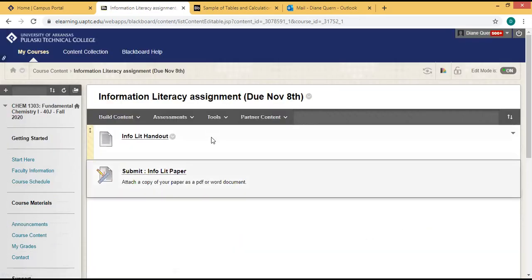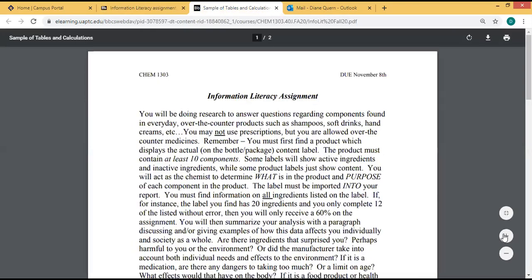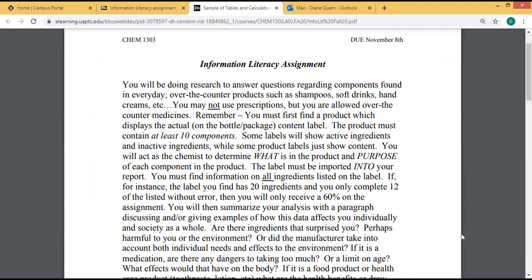Backing out of here, let's look at the guidelines. What is the paper about? How do you start it? You're going to be doing a research paper on a product, any type of over-the-counter product. You can use a beauty product, a food, or even a medication. I ask that you do not use prescription medications, because you need to take a picture of the label as part of the paper, and you shouldn't be sharing that information with other people. But you can do over-the-counter medications like Tylenol, cough medicines, anything like that.